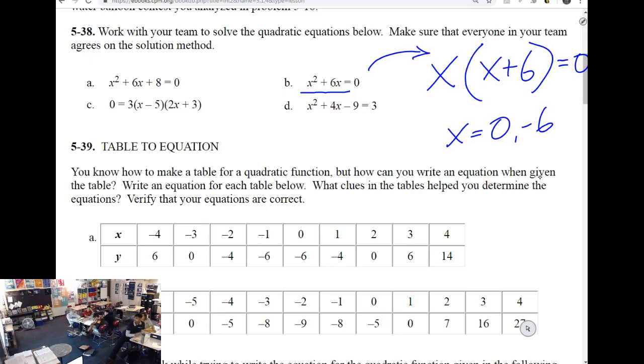Oh, I don't know how to do it. I don't know how to do C or D. Oh, it might be easy for you. We're working independently. We're not announcing our struggles. We're just working.